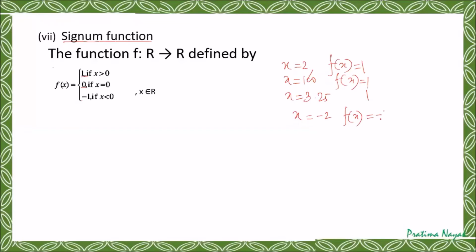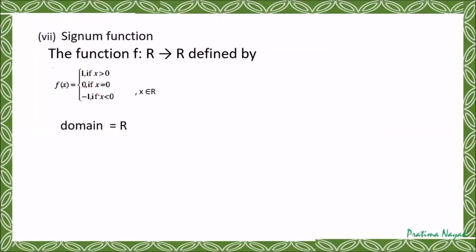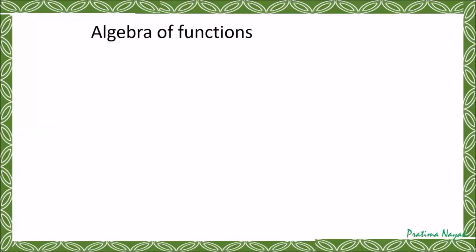So y is taking only the values 0, 1 and minus 1. And for the domain, we can put any value. So the domain is all real numbers, the set of real numbers, and the range is only 3 numbers, minus 1, 0, 1. So I hope you have learned something. Now we'll go for when there are many functions together, how to get domain and range.